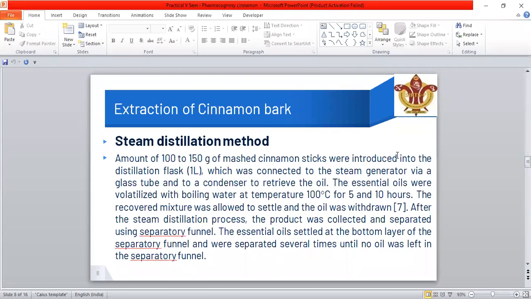The product was collected and separated using a separating funnel. The essential oils settle at the bottom layer of the separating funnel and were separated several times until no oil was left in the separating funnel.